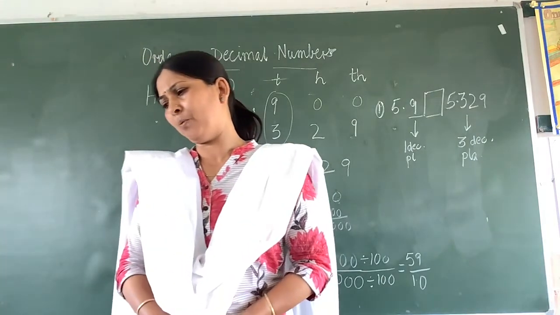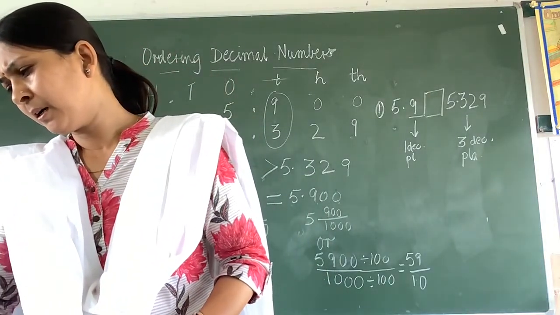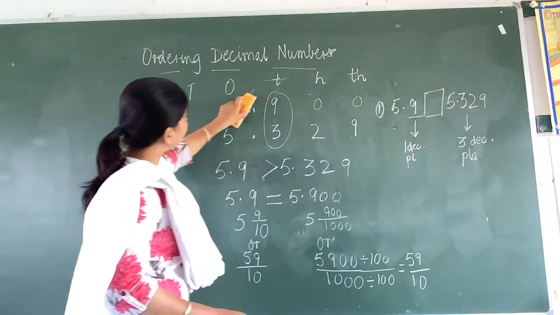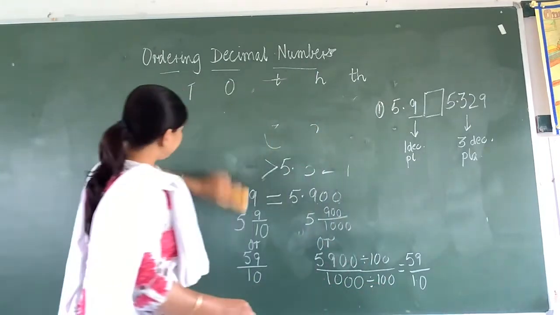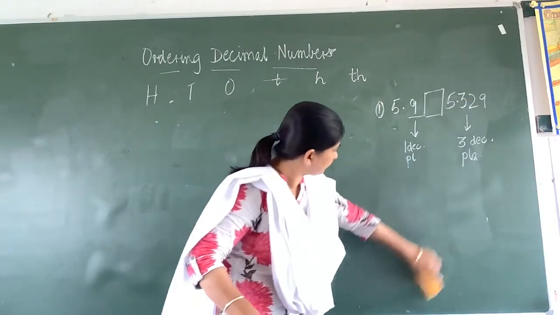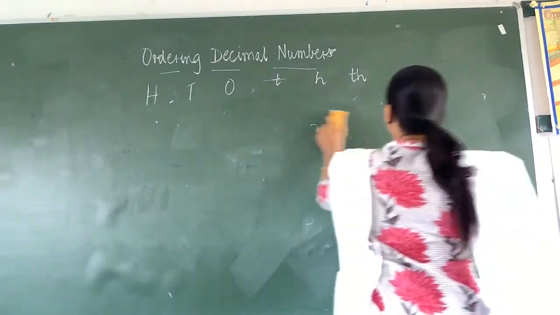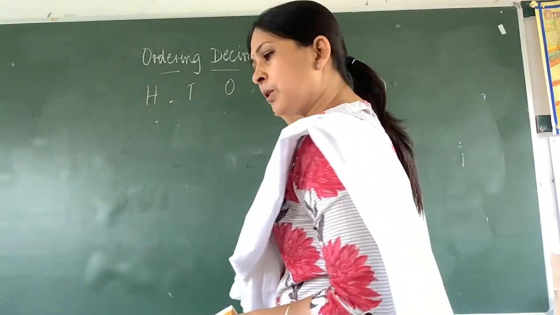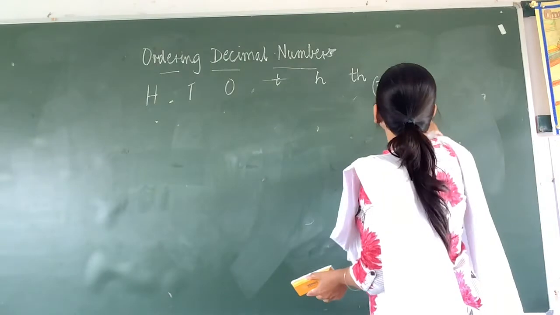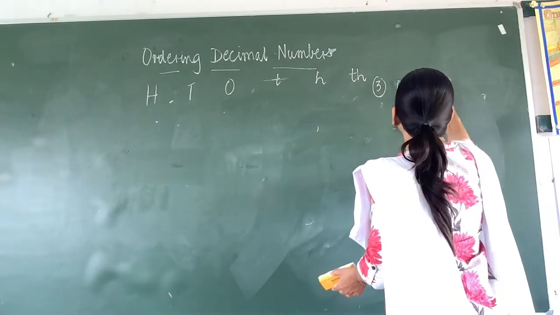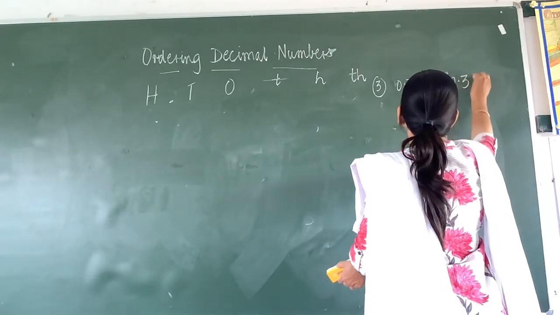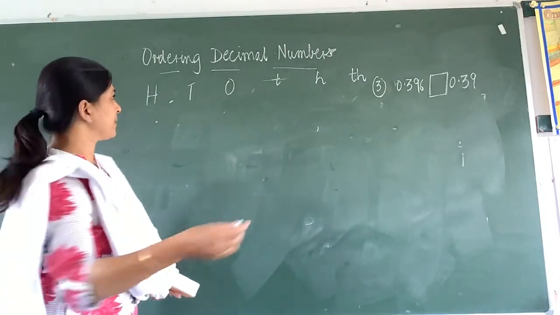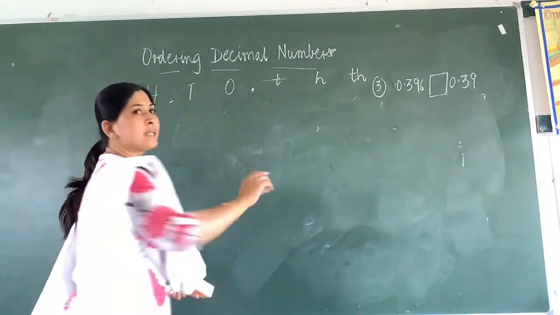Now let us compare another set of numbers. I want to compare the third sum. So let me rub the digits. Now the third sum is 0.396, and we have to compare it with 0.39. How will we do it, children? What will we do? First we convert them into like decimals. First let us write these.